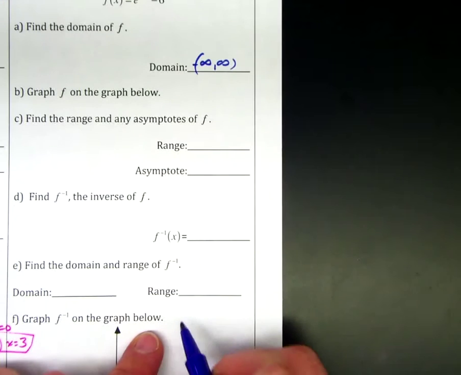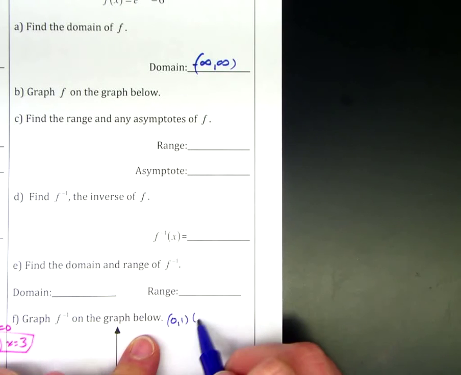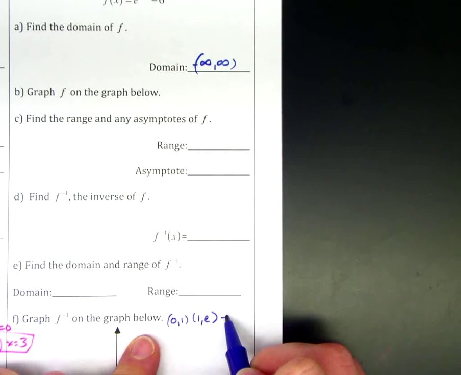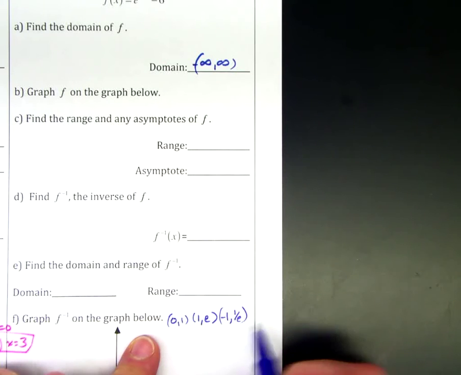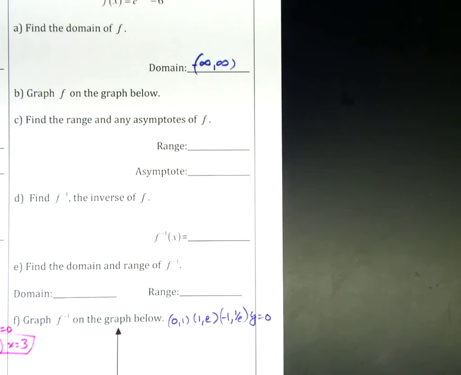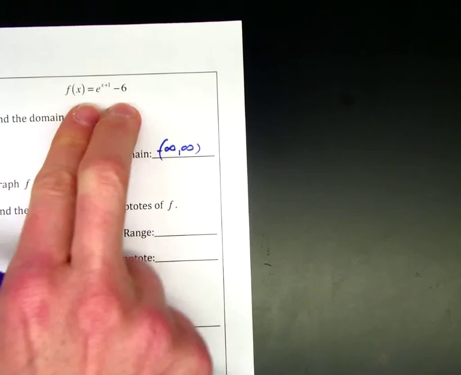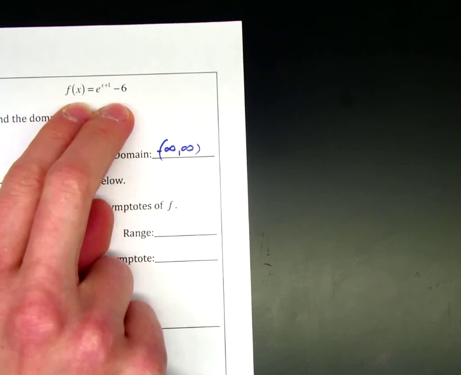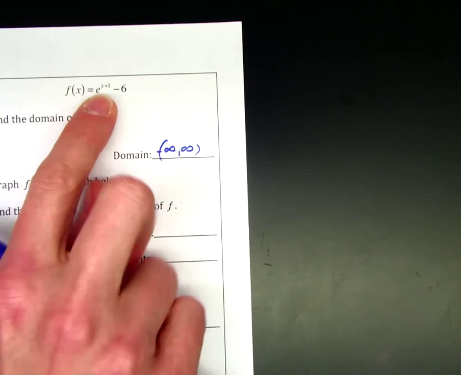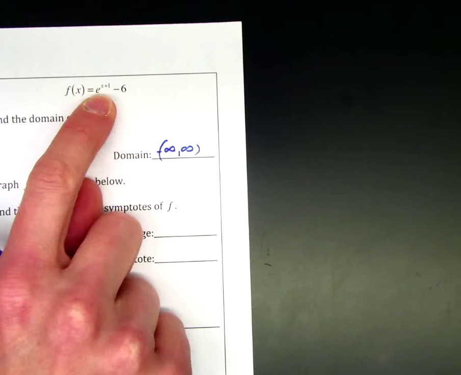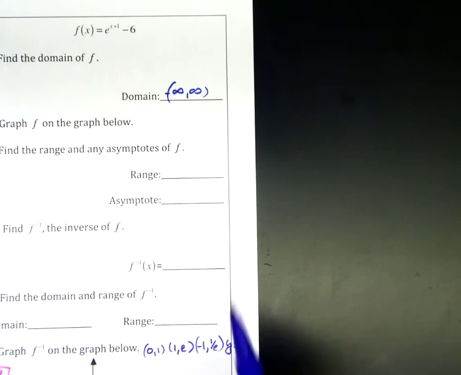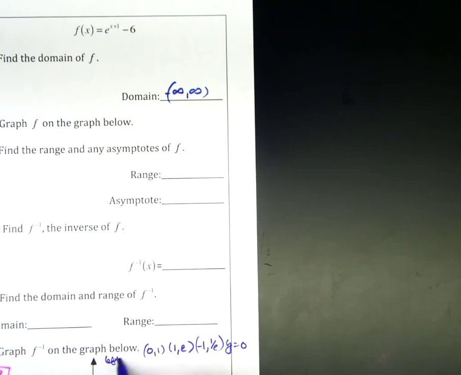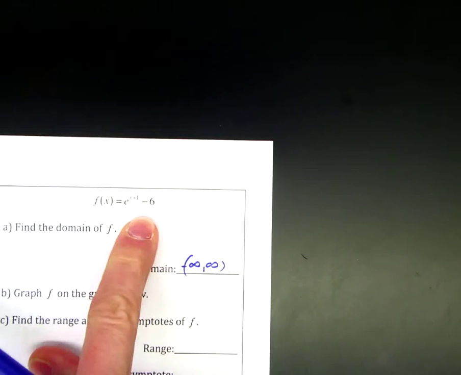So what we have is (0, 1), (1, the base), (-1, the reciprocal of the base), and then y equals 0. Okay, so we have all these things. What transformations are we doing here? What does the x plus 1 do? So we have left 1 and then down 6 because of the -6, and that's on the outside.